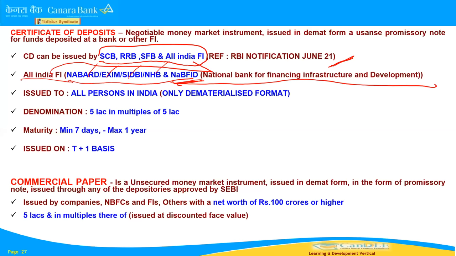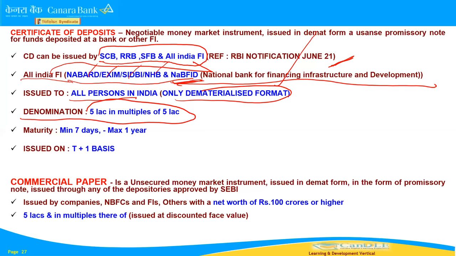Now, issued to whom? All persons in India, but only in dematerialized format. I told you, only DMAT. The most important is who can issue. What is the denomination? Denomination is 5 lakhs in multiples of 5 lakhs. Earlier guidelines are different; I don't want to tell that guideline, it is a wrong guideline. The correct guideline is 5 lakhs in multiples of 5 lakhs. This notification has changed it.